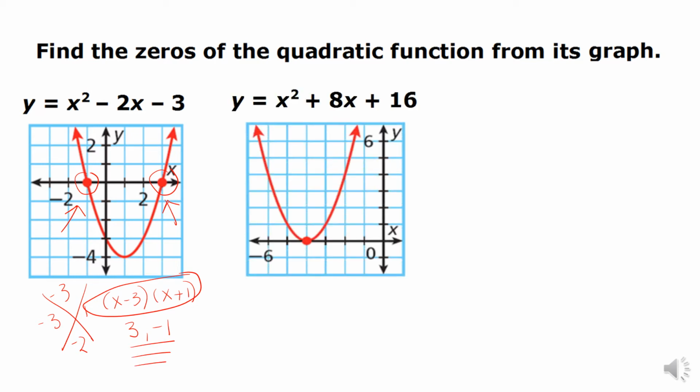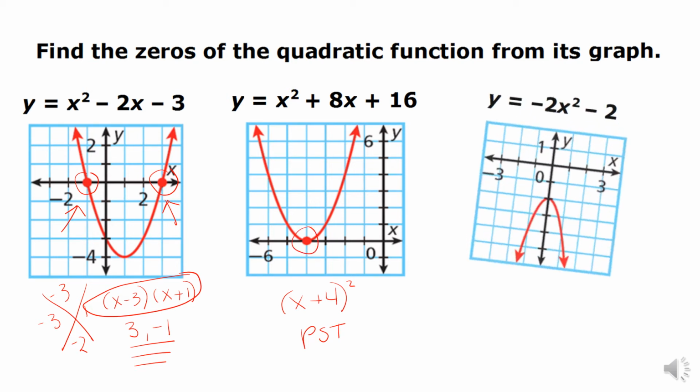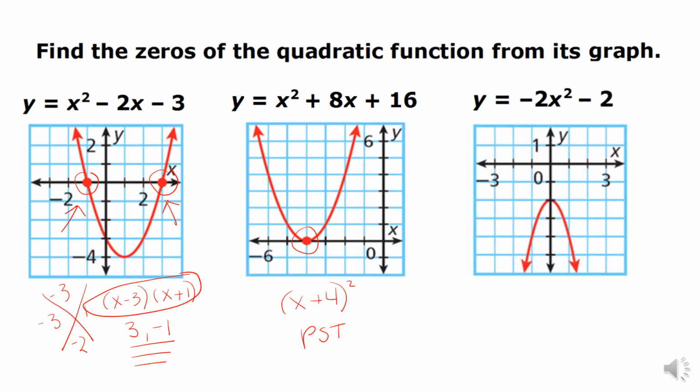So you try this one. Okay, if I was going to factor this, it would be x plus 4 squared. It's a perfect square trinomial. -4 is my one root. And then this one, I do not have a zero because it is not touching the x-axis.